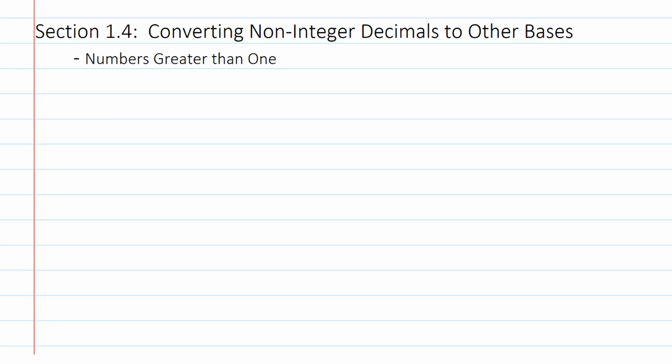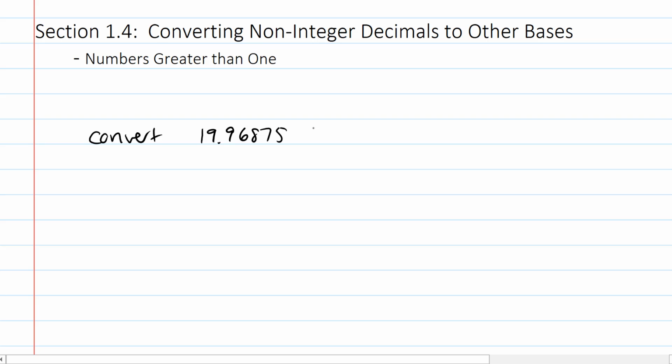In this video, we will convert non-integer decimals to other bases, looking at the particular case of numbers greater than 1. So as our example, we're going to convert 19.96875 to octal.